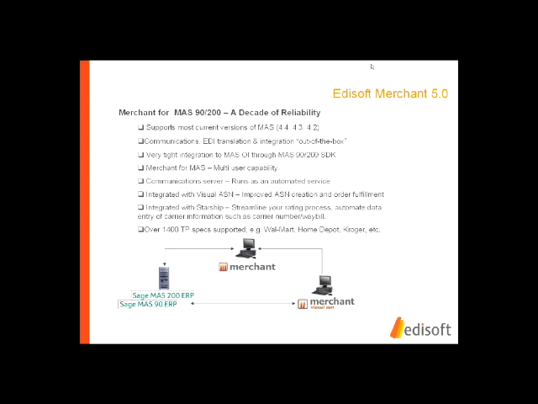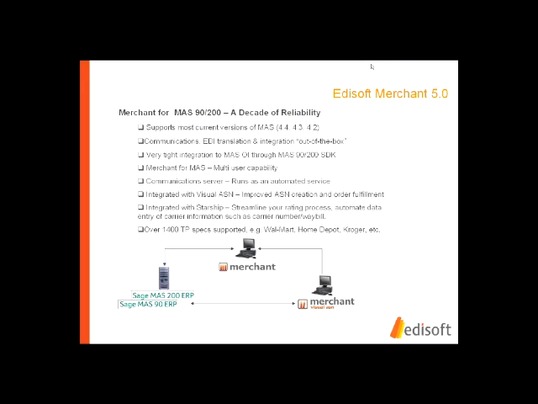The communication server runs as an automated server, and we also support integration with our advanced ship notice module, which is Visual ASN, which specifically helps with improved ASN creation and automating the order fulfillment process. In addition, the Merchant module includes integration with Starship from V Technologies, which will help organizations streamline the rating process, automate data entry of carrier information, such as carrier number and waybill number.